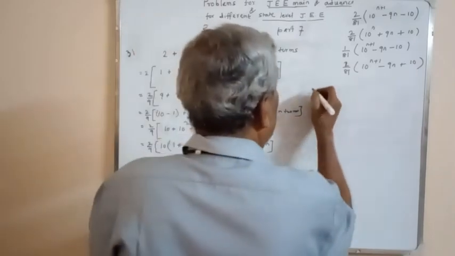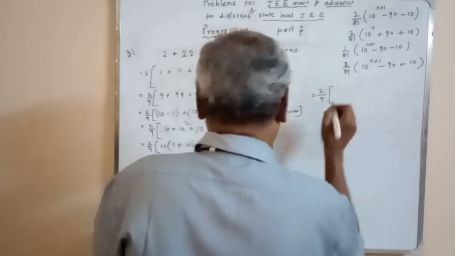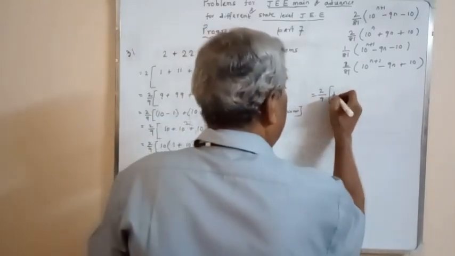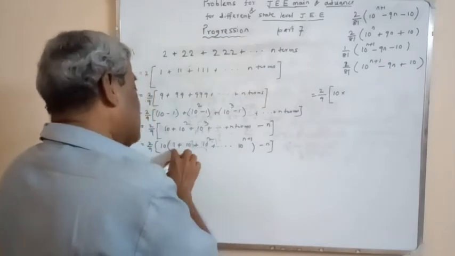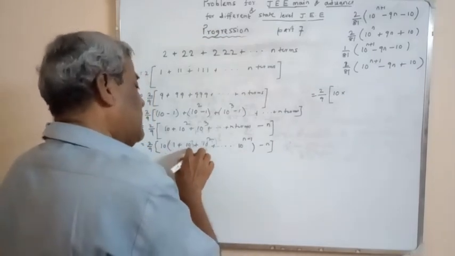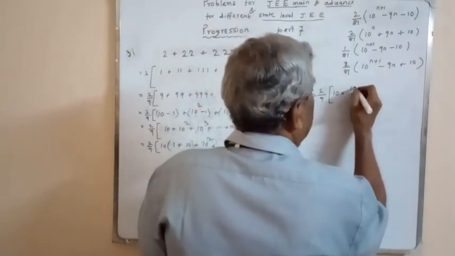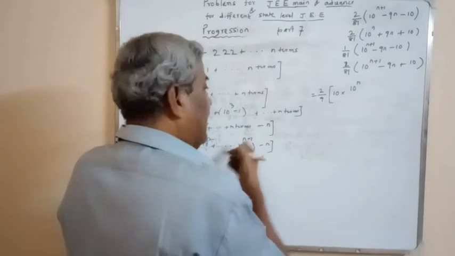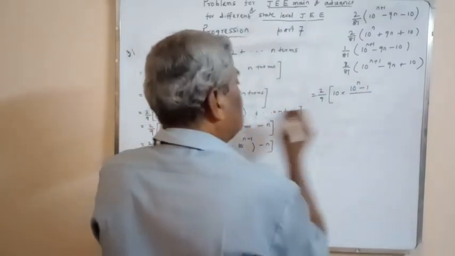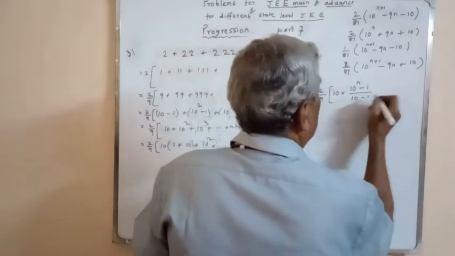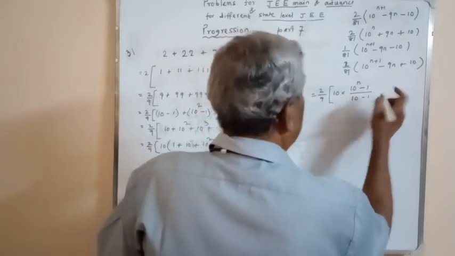So this is equal to, I write it here, 2 by 9 into 10 into, this is a GP, first term is 1, common ratio is 10. So sum is next higher term, that is 10 to the power n minus 1 by common ratio minus 1, that is 10 minus 1, minus, so I add it, minus n.